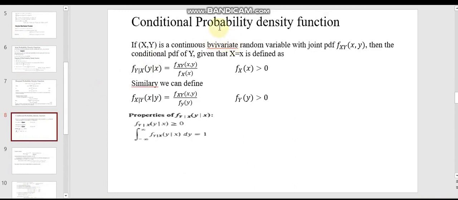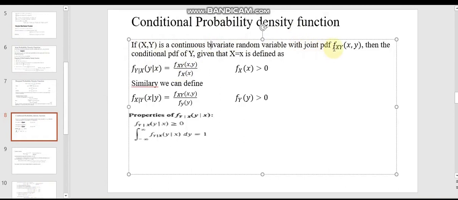Now let us talk about the conditional probability density function. If random variables x and y are continuous bivariate random variables with joint PDF f sub xy of x, y, then the conditional PDF of y given x equal to some number small x, f sub y given x, is equal to the joint PDF of x and y divided by the PDF of random variable x, where f sub x is greater than 0.